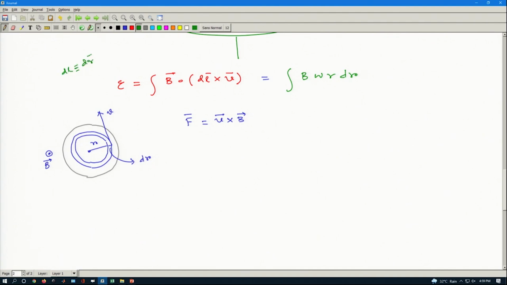So, I can simply replace this expression in this way, and if I integrate, the value is half of omega B a squared, because I need to integrate from 0 to a, if a is the full radius.